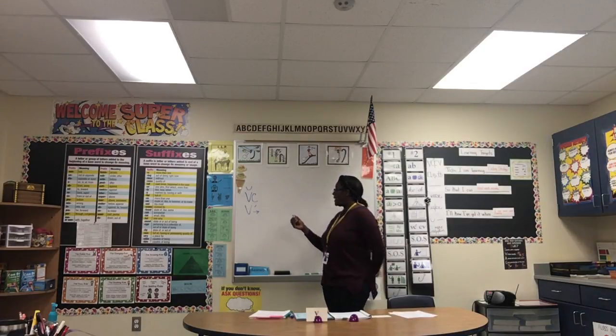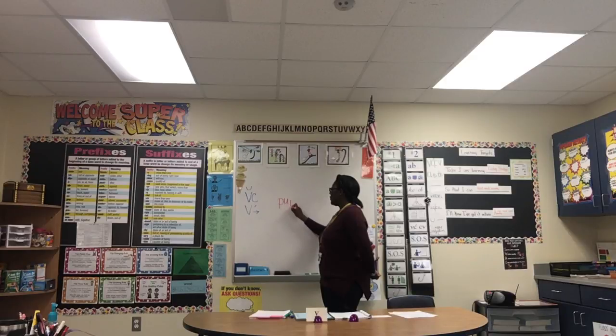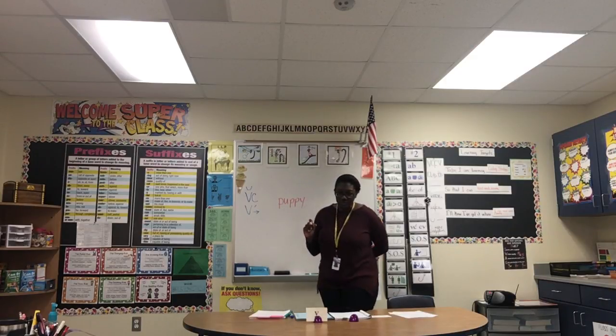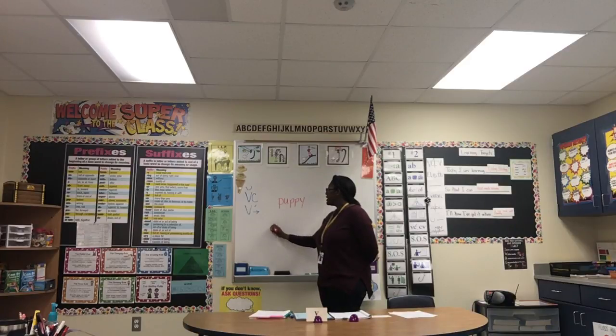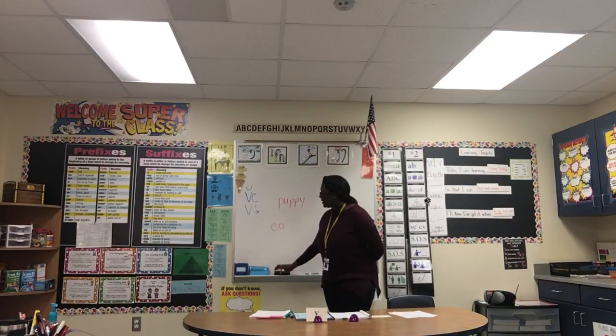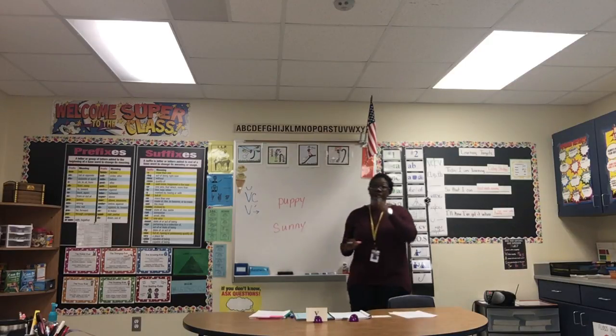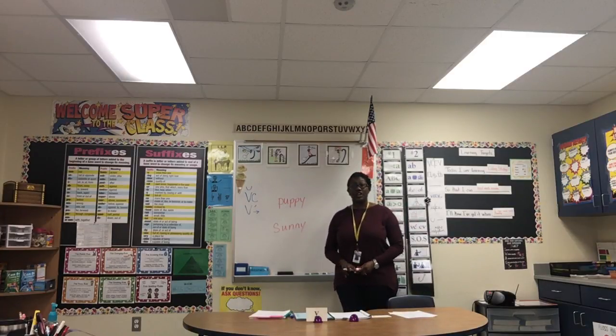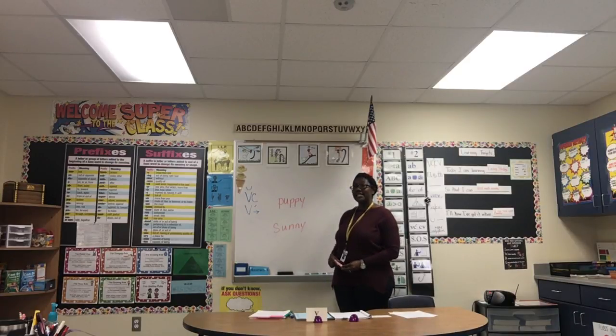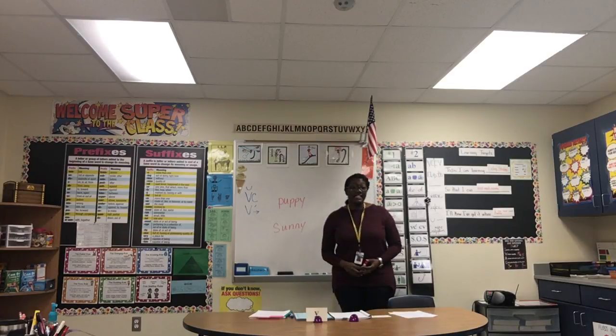When I write puppy, P-U-P-P-Y, or country, C-O, let's do sunny, S-U-N-N-Y. We don't even see an E in these words, so there's another letter making that E sound. Puppy, sunny. What letter is making the E sound? The Y. Wow. So the Y makes another sound besides I, and it's an E sound.